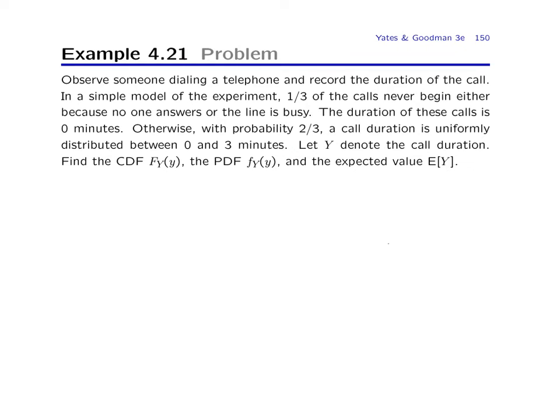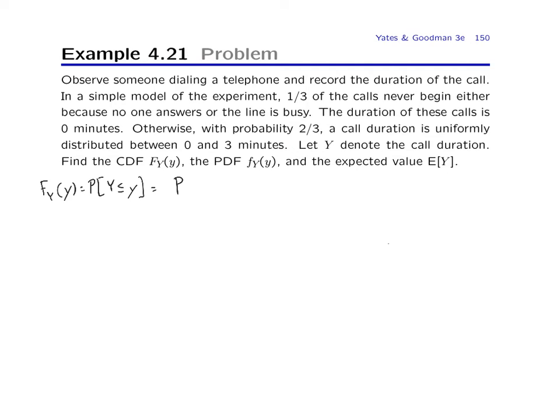Now we're ready to go back to this problem we introduced at the beginning of the lecture, where you dial a telephone, and sometimes the duration of the call is 0, and other times it's a call that has some continuous uniform distribution between 0 and 3 minutes. The problem says to first find the CDF, so that's what we'll do. And we have to go back to first principles here, because Fy, the CDF of y, is the probability y is less than or equal to y.